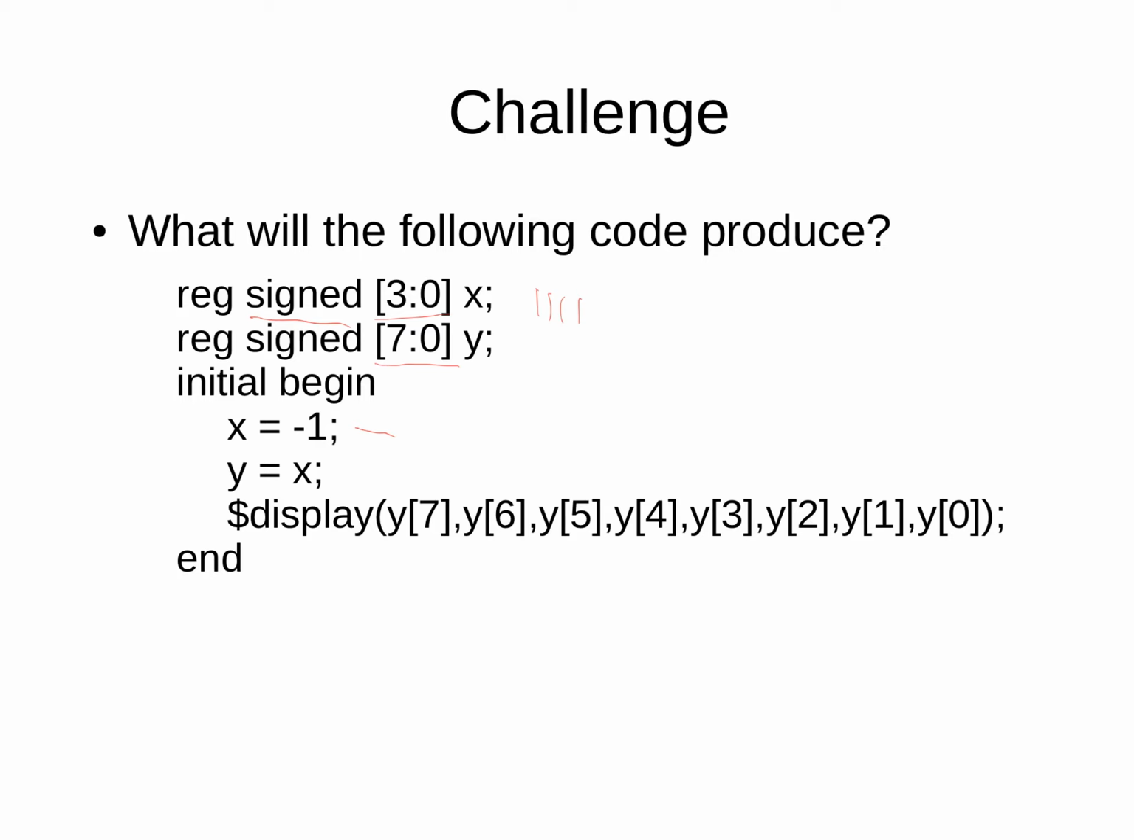So what happens here? Well, we go back to rule number 1 at the start of this lecture. Rule number 1 is Verilog should do what we expect it to do. If we do y equals x, and if x equals -1, then we expect y to be -1. So that means we expect that y is going to be equal to 1, 1, 1, 1, 1, 1, 1, 1, because that is how we represent -1 using 8 bits in 2's complement notation. And if we run this, you'll find that this is exactly what happens.